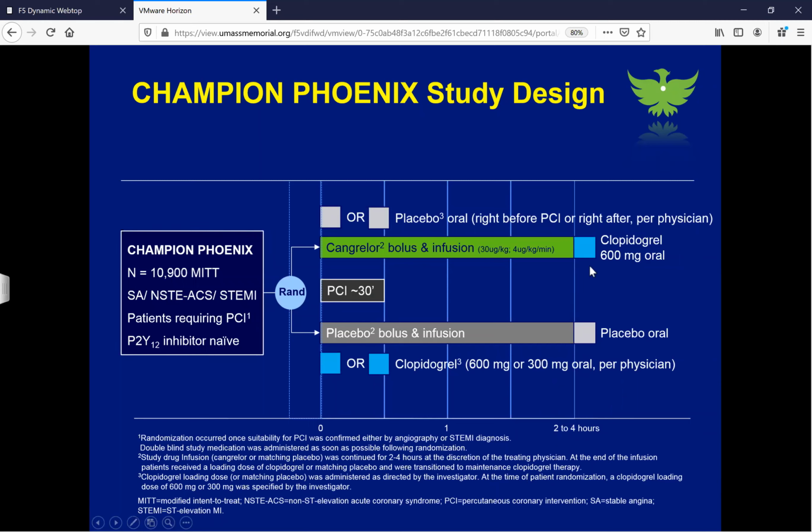Remember these words. So they asked this question, where should you give the Ticagrelor? You can give Ticagrelor anywhere in the middle. But for the Clopidogrel, because in the trial, that's how they tested, it needs to be given after the Cangrelor infusion is finished. So that's what they did. And depending on the physician, they gave 600 or 300 milligrams in the placebo arm. And these patients had all the stable angina, STEMIs, all of them.